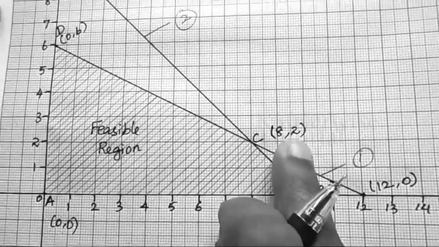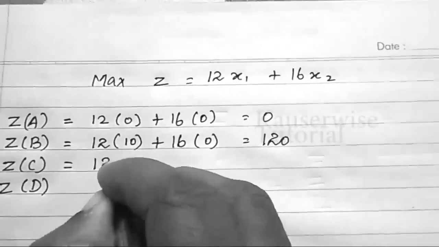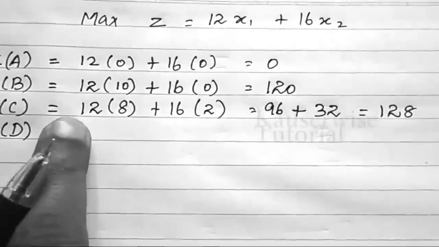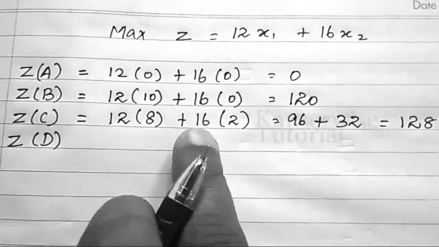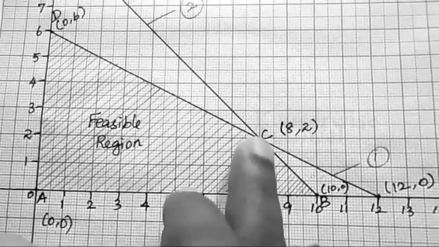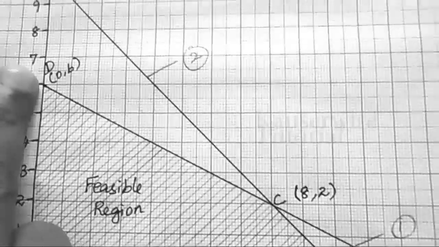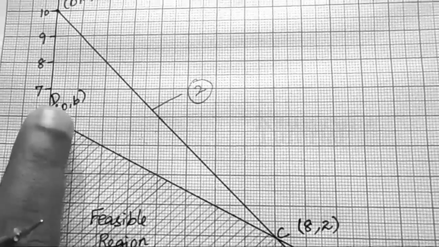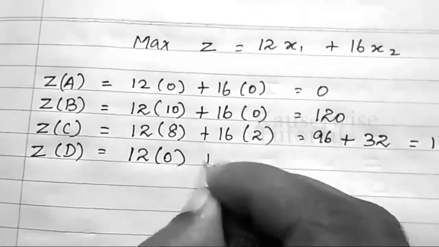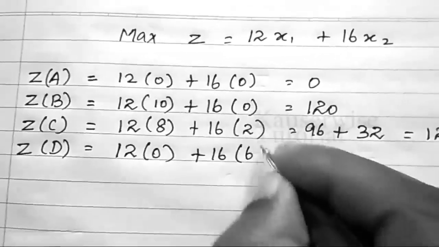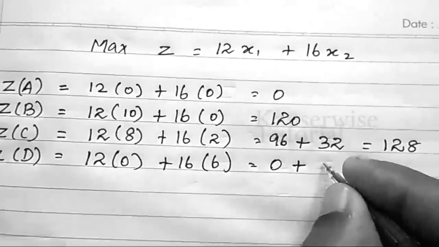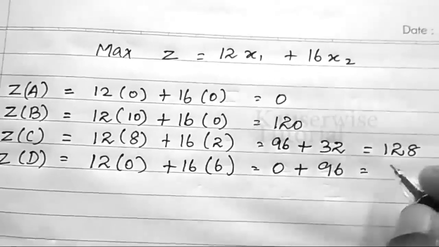A and B are over. Now look at C. x1 is 8, x2 is 2. For C, 12 times x1 which is 8, plus 16 times x2 which is 2. 12 into 8 is 96, plus 16 into 2 is 32. So 96 plus 32 is equal to 128. A, B, C are over. Now look at the fourth one, D. D's x1 value is 0, x2 value is 6. For D, 12 times 0 plus 16 times 6. So 12 into 0 is 0, plus 16 into 6 is 96. So 0 plus 96 is 96.